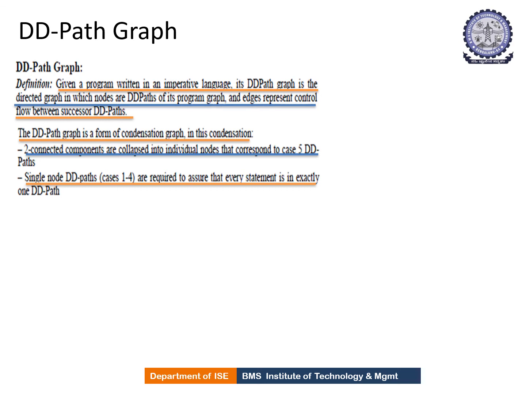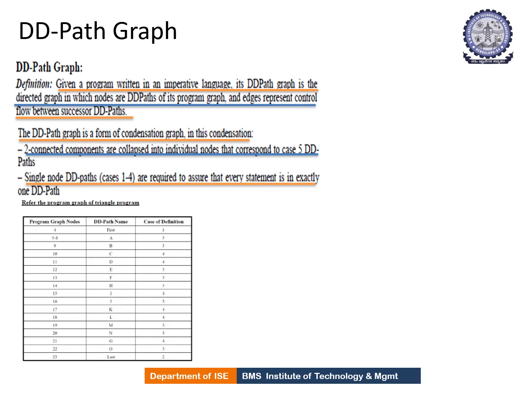Single-node DD paths, case numbers 1 to 4, are required to assure that every statement is in exactly one DD path. So now there are two unique cases: one is case number 5, the other is case numbers 1 to 4. This is the table taken from the previous slide, which talks about the DD paths and under which case we have taken each DD path.